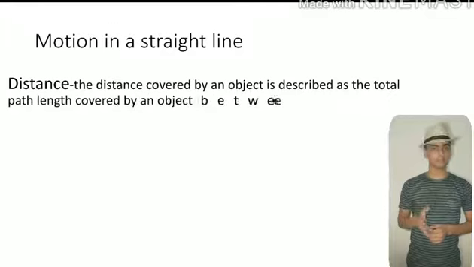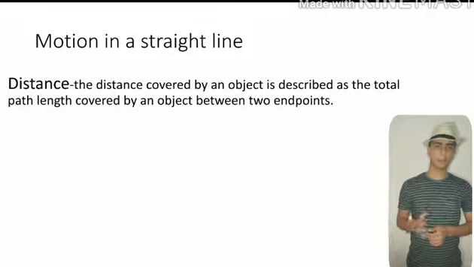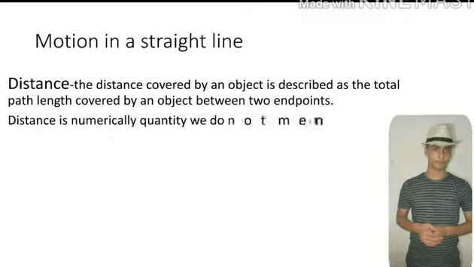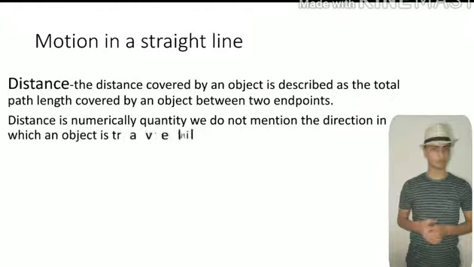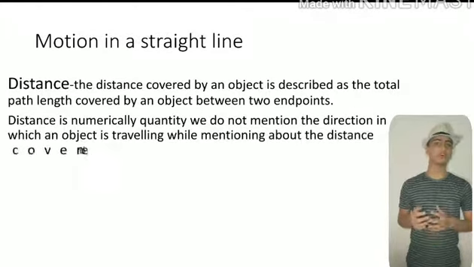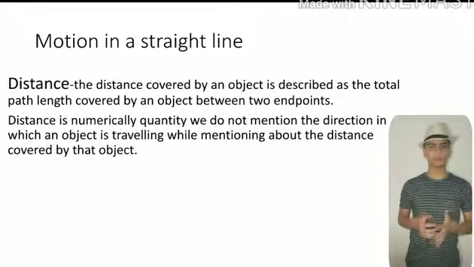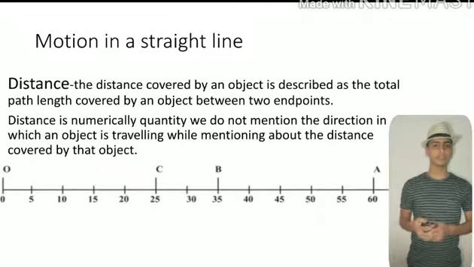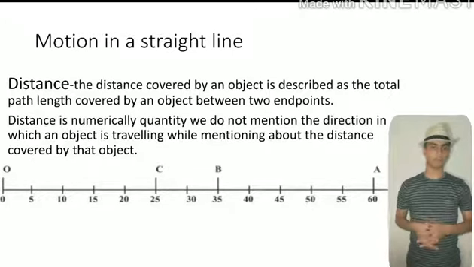Knowing about the motion in a straight line, distance. The distance covered by an object is described as the total path length covered by the object between two endpoints. Distance is a numerical quantity. So we do not mention the direction in which an object is traveling while mentioning the distance covered by the object. So now let us examine it by an example.